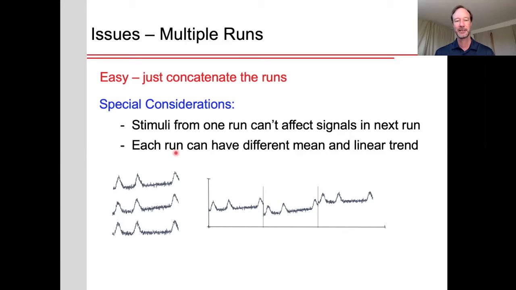In addition, it's possible that because of how the scanner was calibrated at the beginning or so, each of these runs could have a different mean and perhaps linear trend. So generally, we would have to tell the analysis program to account for these and not allow for the response to bleed into the next run, and also to model the baseline and linear trend separately for each of the runs.